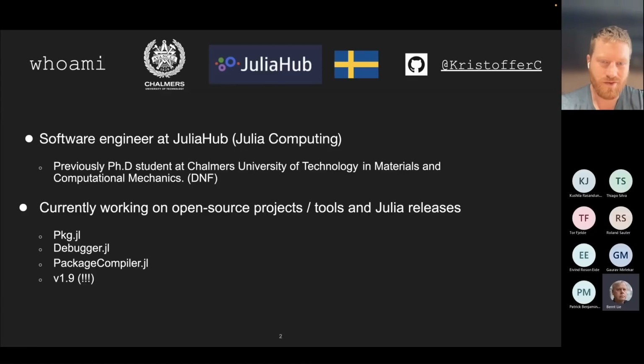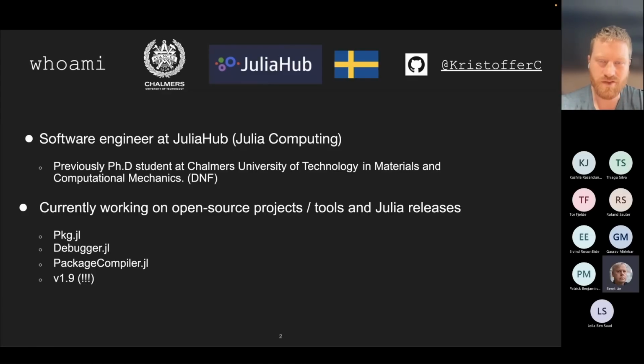Right now, I work a lot on different open source projects and tools, and also on the Julia releases. So some examples: the package manager, the debugger, the package compiler, and then I put version 1.9 here with an exclamation mark because that's a release that's been worked on for a long time now, and it feels like it's getting pretty close right now. So I'm excited about that.